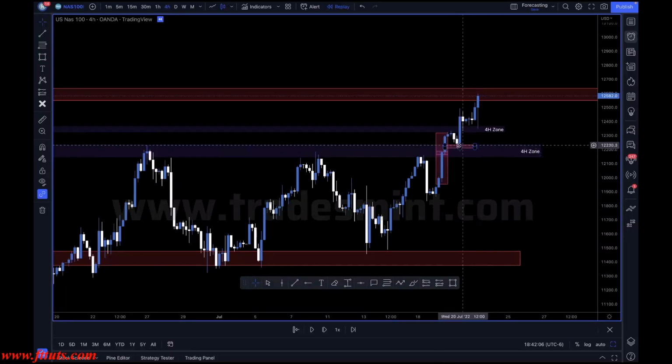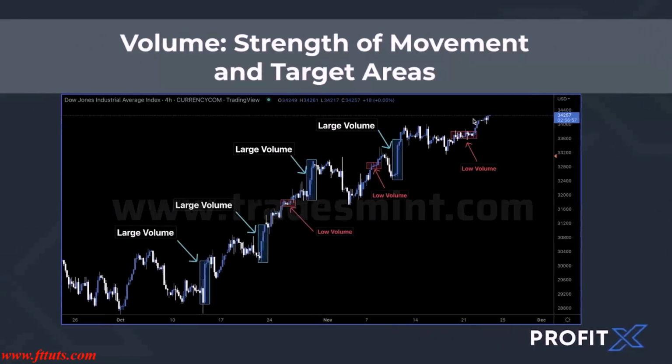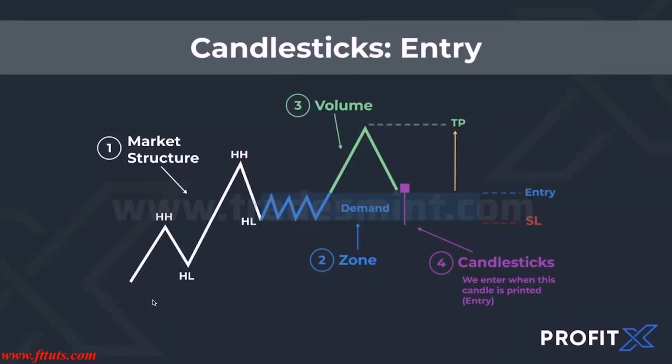We're in the 4-hour zone and a 1-hour demand zone. There's high volume. So this is very promising. Now the last piece is the candles. So number one, market structure, higher high, higher low, higher high. Number two is the zone. Number three, we're looking at the volume, the candles. And then number four, we can enter from candlesticks. When the candle's printed here, we can enter.